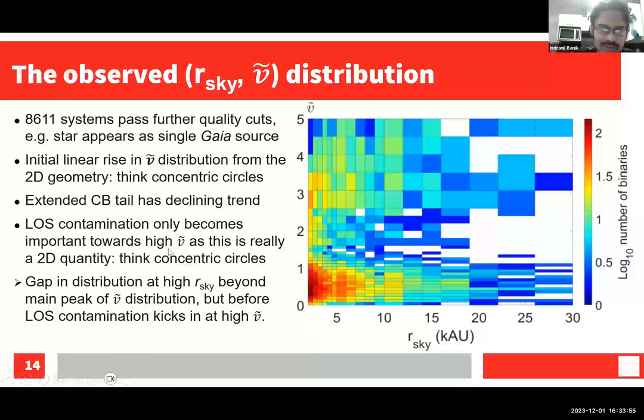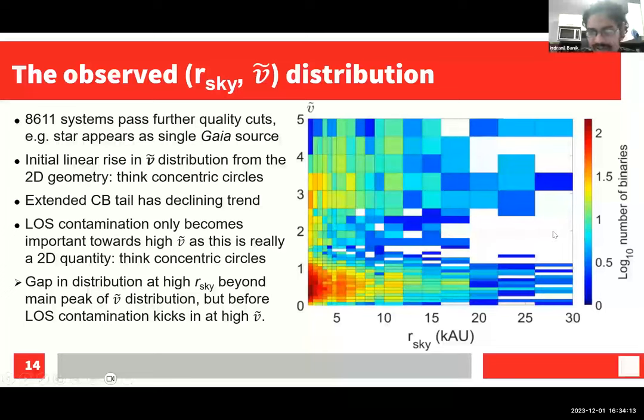This will eventually cause the distribution to pick up. But nonetheless, there will be a minimum in the distribution just beyond the main peak of the V tilde distribution. So this is the main peak at about a half, as I was saying. Then it drops off, and there's a minimum here.